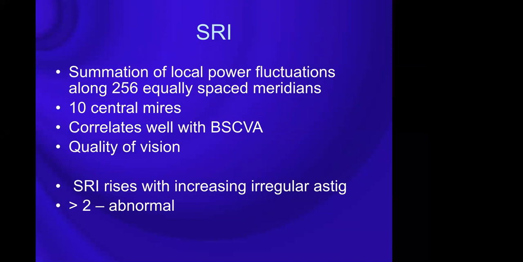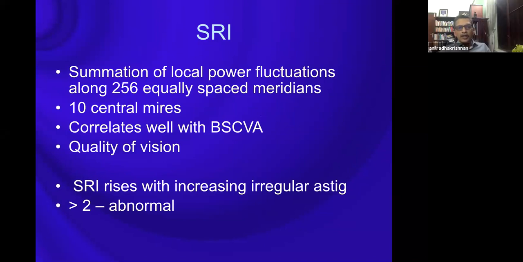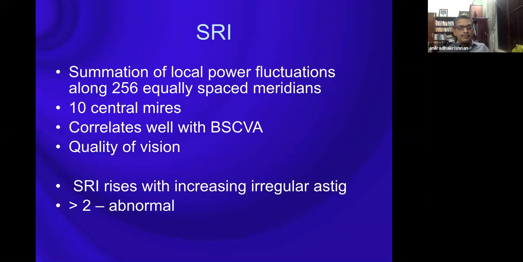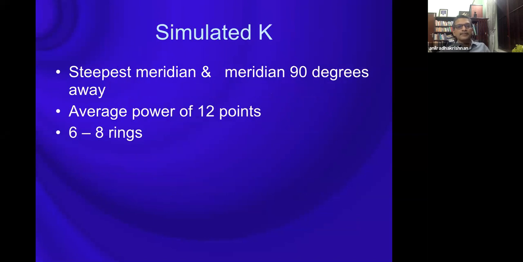SRI is another parameter. It looks at the local power fluctuation along 256 points. You might remember that along one ring, you see about 256 points. So along all 256 points, you look at the local power fluctuations, and this takes into consideration the 10 central mires. This correlates well with the best corrected visual acuity. And if SRI goes beyond 2, it is clearly abnormal. So SAI, surface asymmetry index, more than 0.5 is abnormal, SRI more than 2 is abnormal.